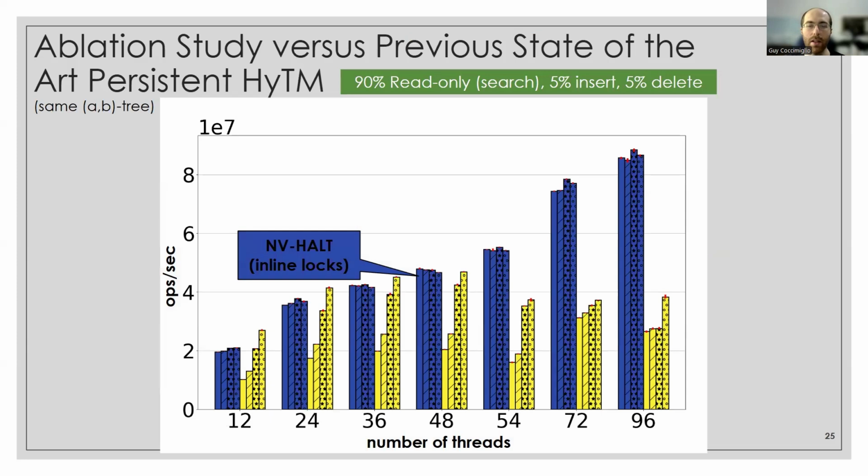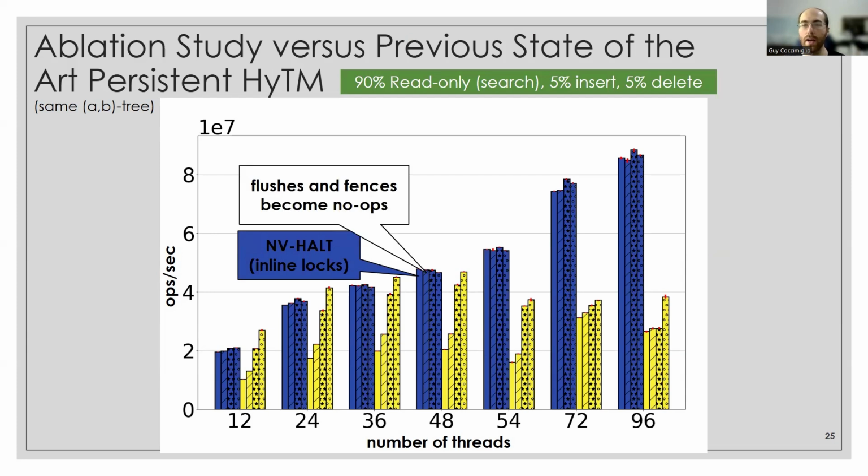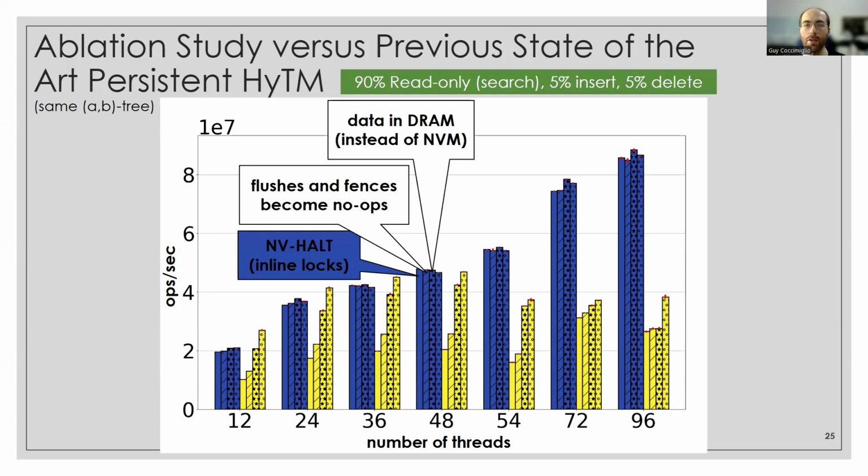Now, we also wanted to understand the implications of various overheads of persistent hybrid TMs. So we performed an ablation study comparing Nv-Halt against SPHT. So in this case, the blue bar without any hatching is our weak progressive implementation of Nv-Halt with our inline locks optimization. And then each bar after that is going to remove some overhead related to the persistent hybrid TM. So the crosshatch bar is going to remove the overhead of writebacks by replacing flushes and fences with no-ops. The star hatch bar is going to further remove an overhead by replacing all uses of non-volatile memory with DRAM. So in this case, we essentially get free NVRAM because we're faking it, right?